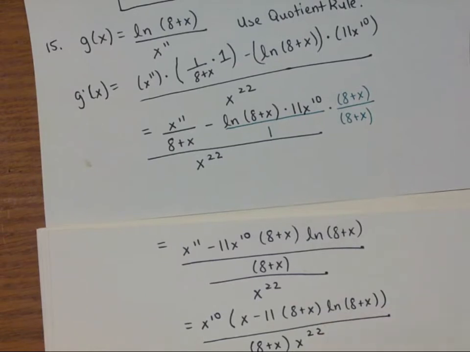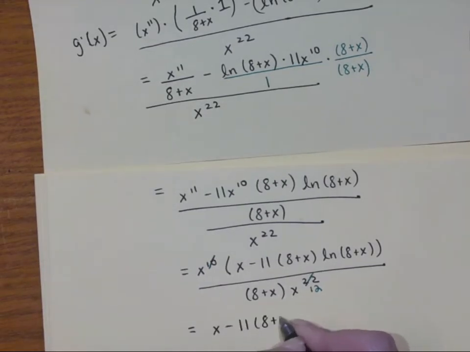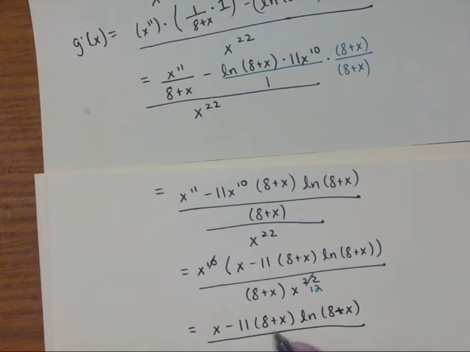So lastly, I know this is kind of an ugly one. To be honest, I probably wouldn't be this mean to you on the test. The review is almost always more difficult than the test will be. So in the end, I canceled out x to the 10th, and I only have x to the 12th left on the bottom. So at the end, you have x minus 11, 8 plus x. You could do distributive property there or not. I'm going to not. Okay, that's a plus. I don't know why I wrote it so weird. And then it's over x to the 12th times 8 plus x.